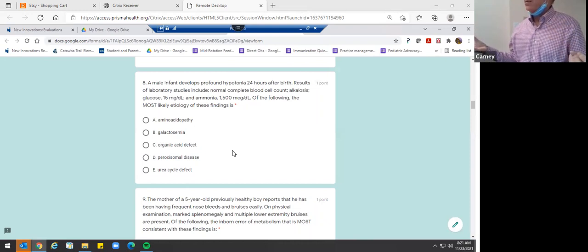The hypotonic, remember Zellweger's, hepatocerebrorenal, that's your peroxisomal disease. Now there are some other peroxisomal diseases, don't misunderstand me, but that's one of the classic ones that you need to know. And what are the peroxisomes?